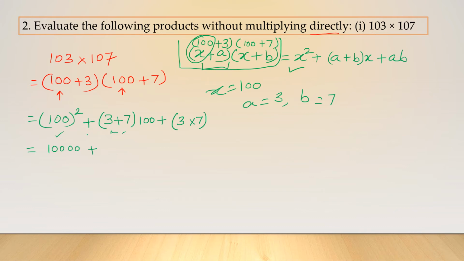Bracket. Let's solve the bracket first. 3 plus 7 is 10. 10 into 100 is 1000 and 3 into 7 is 21. Now let's add all these: 10,000, then 1000 and then 21. If you add all this, you get 11021. So we have used the identity to find the product. We haven't multiplied 103 and 107 directly.